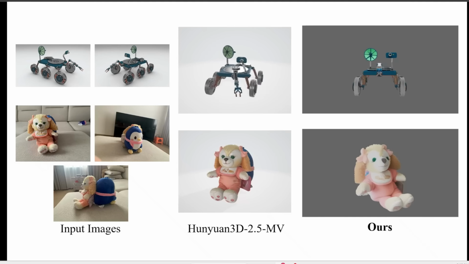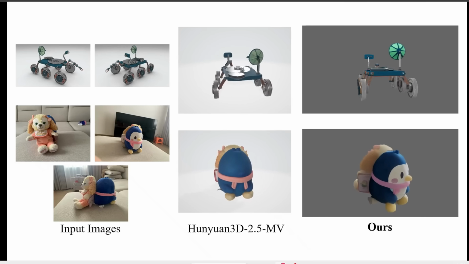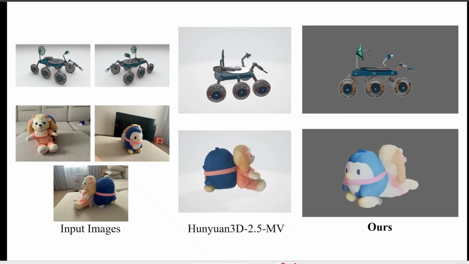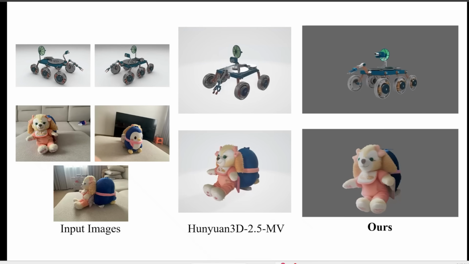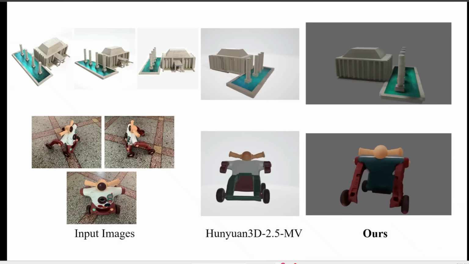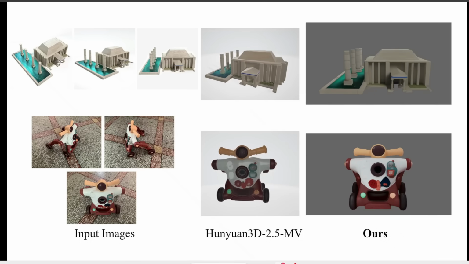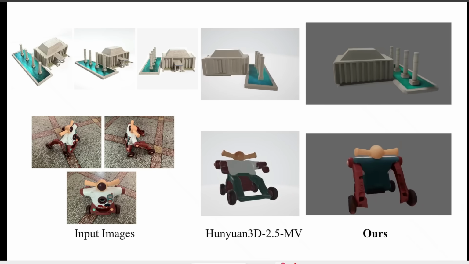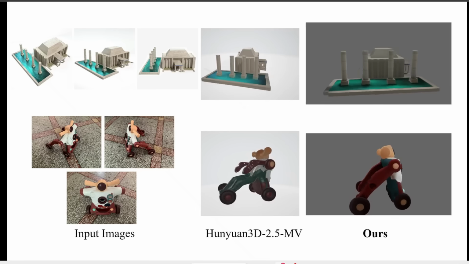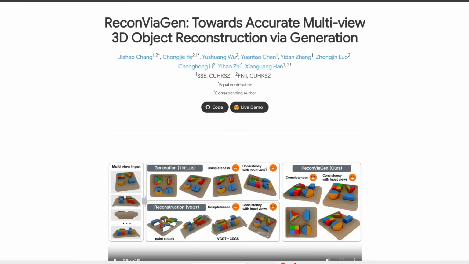And then notice at the bottom, there should be a penguin behind the other plushie. But Hunyuan completely failed to generate the face of the penguin. However, this new model was able to get everything correct. Here's another example showing how this new model is really able to capture all the details of an object or character from different angles. Whereas Hunyuan 3D 2.5, which is one of the leading 3D model generators out there, was unable to do this.